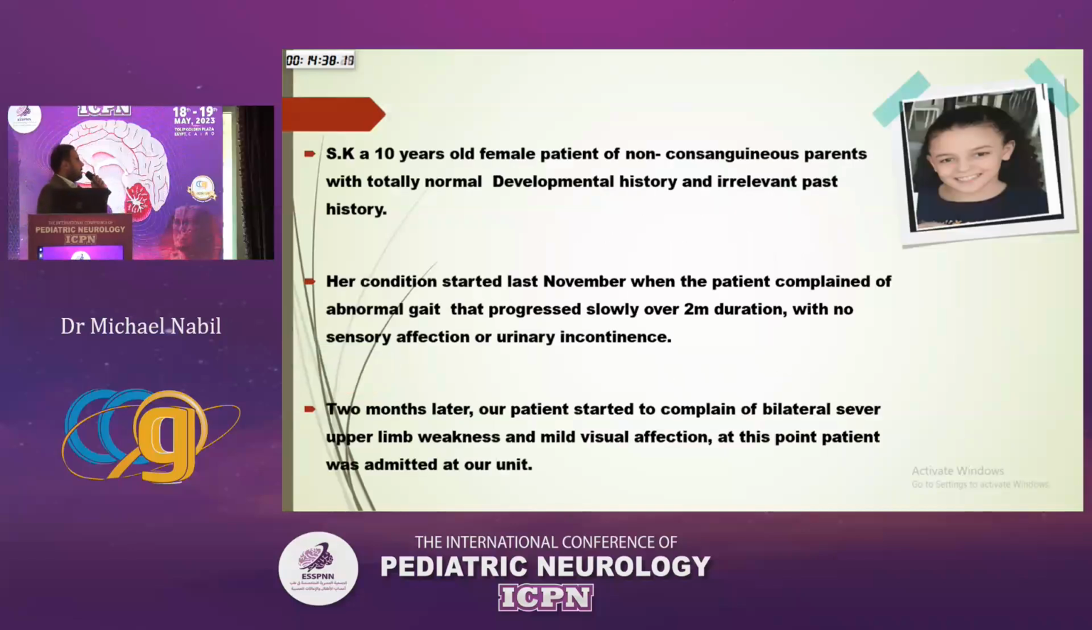Okay, our case is SK, a 10-year-old female patient of non-consanguineous parents with a totally normal developmental history and irrelevant past history, with no family history also. Her condition started last November when the patient complained of abnormal gait that progressed slowly over 2 months, with no sensory affection or urinary incontinence. Two months later, our patient started complaining of bilateral severe upper limb weakness with mild visual affection, and at this point, the patient was referred to us and admitted at our unit.